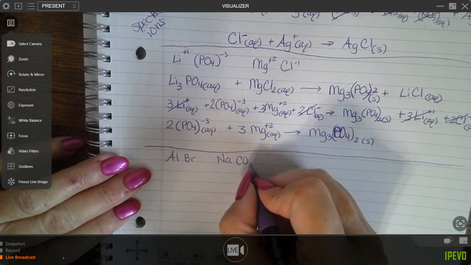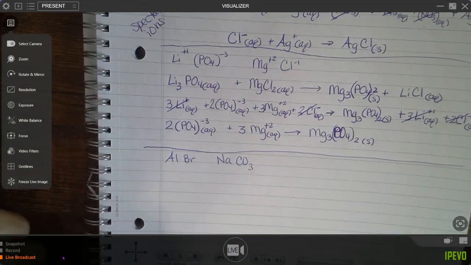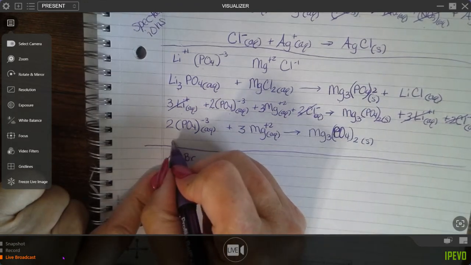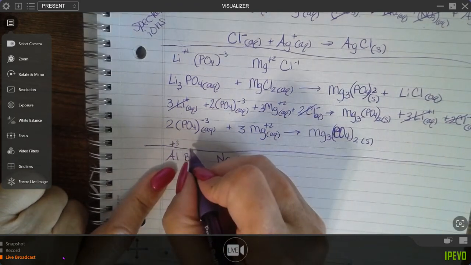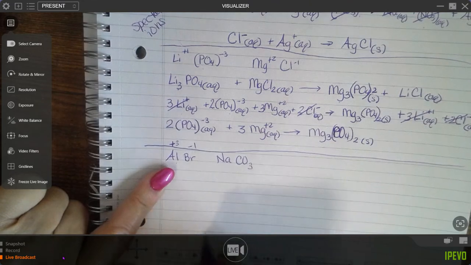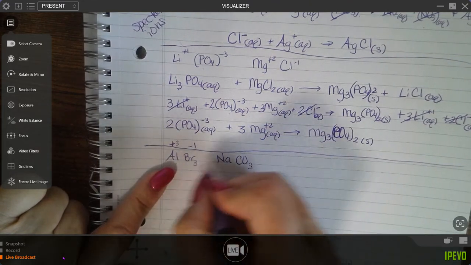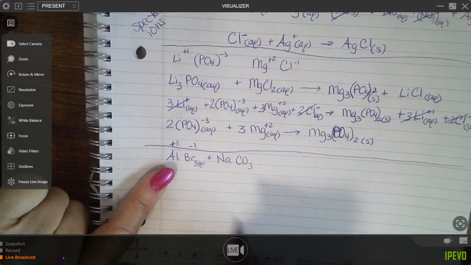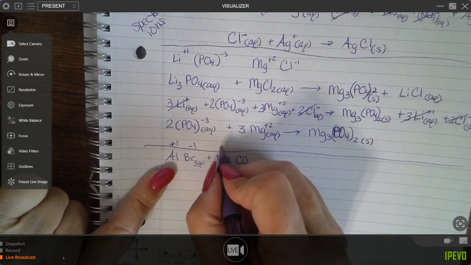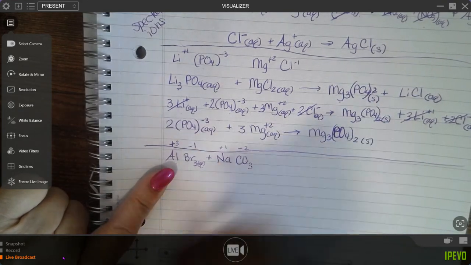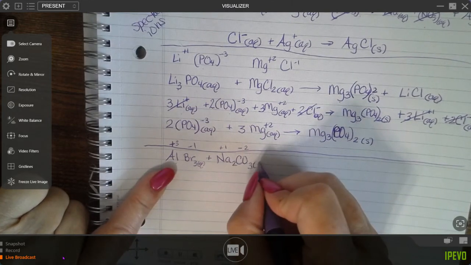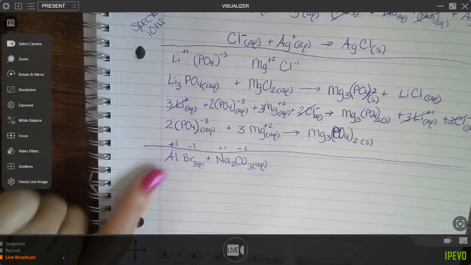Now notice I just wrote down the ions. I haven't done anything in terms of charges. All right, so aluminum is a +3 ion, bromine is a -1. So that's going to be AlBr3 aqueous, plus sodium is +1, carbonate is -2. So we're going to have Na2CO3 aqueous.